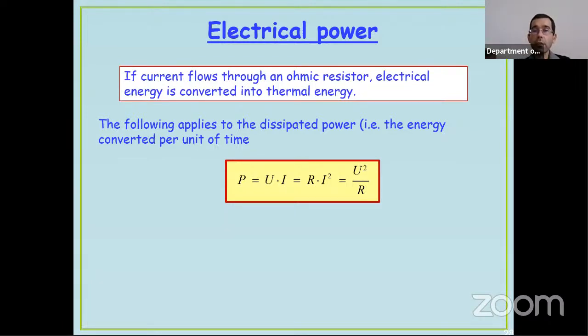And if we would like to get the electrical power, this electrical power is a dissipated power, which is defined as the energy converted per unit time. It's the product of the voltage and the current. And there are 2 alternatives how we can express this power by means of the resistance. It's either the resistance times the current squared, or the square of the voltage divided by the resistance.